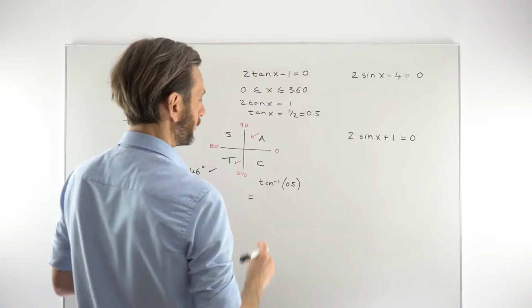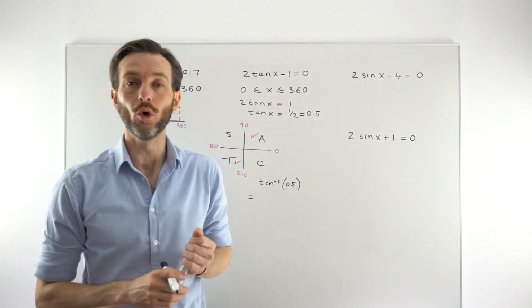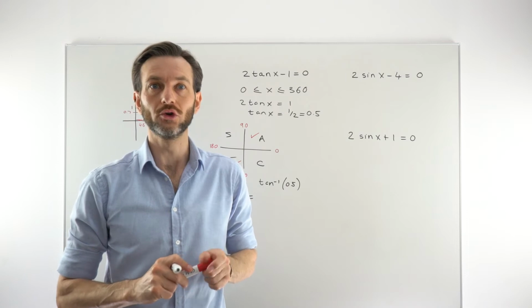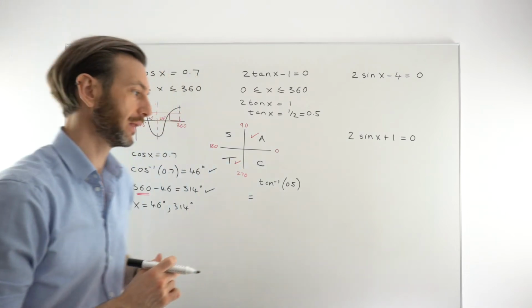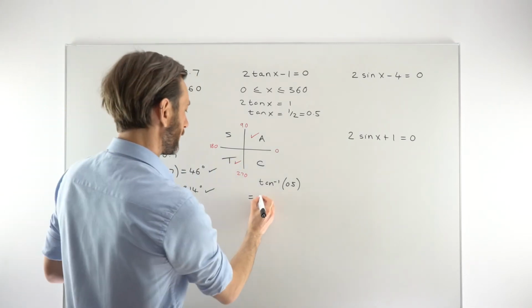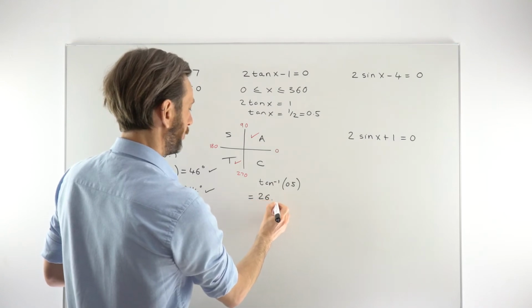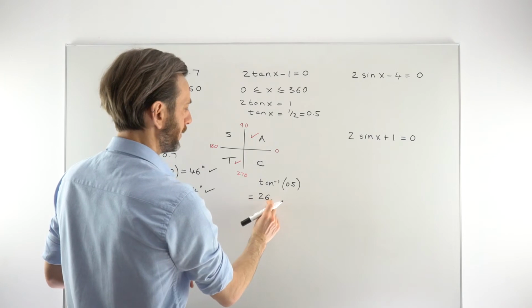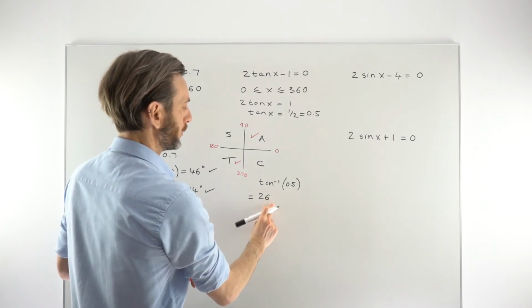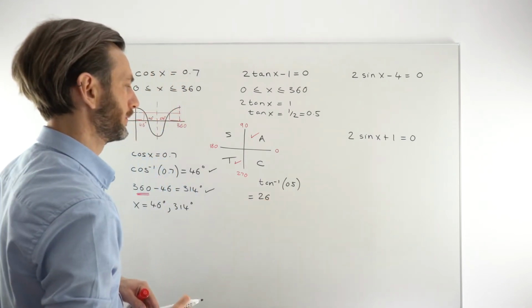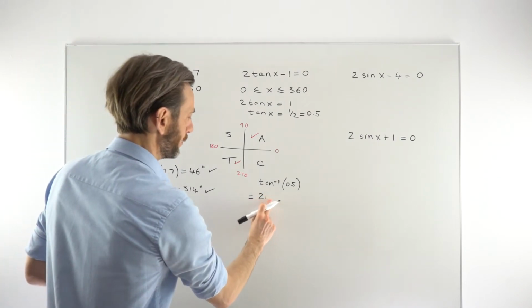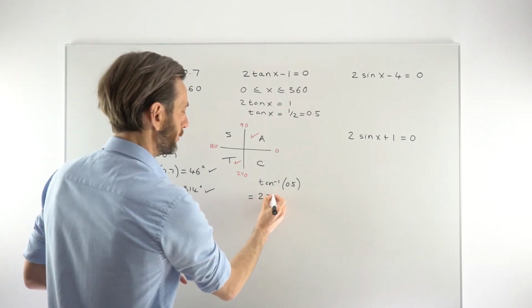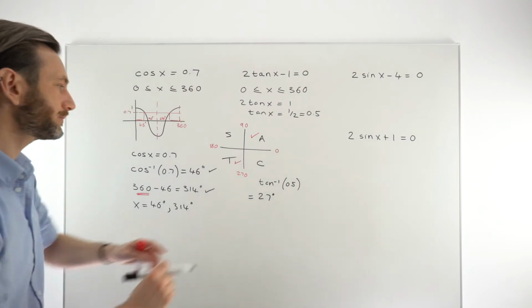0.5, so that's not a value you would necessarily just know off the top of your head. Later on when you start to do trig, you might learn some of these values, and this one comes out to be 26, I think it was 26.6. Let's maybe just call it 26 for the time being. In fact, maybe 27. We'll round it up. I think it was approximately 27 degrees.